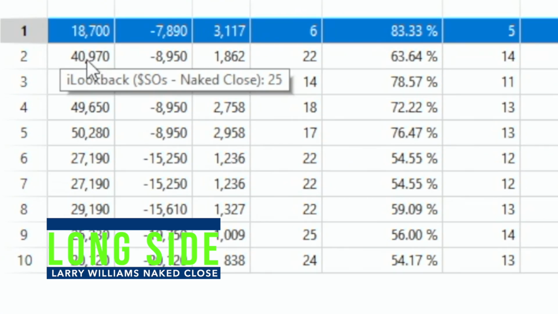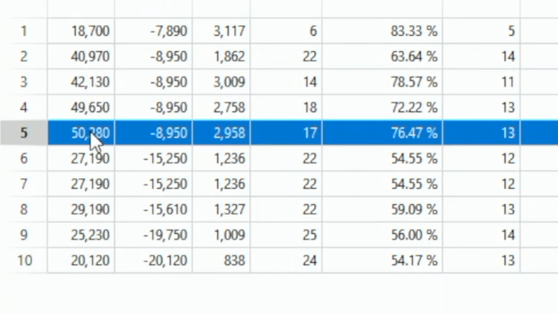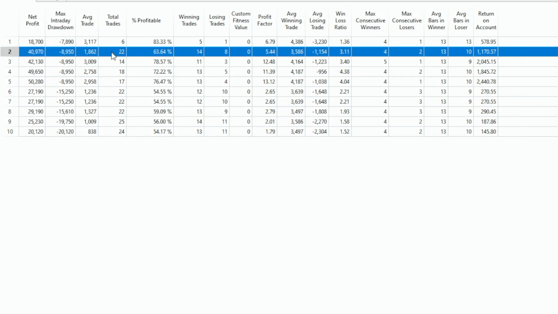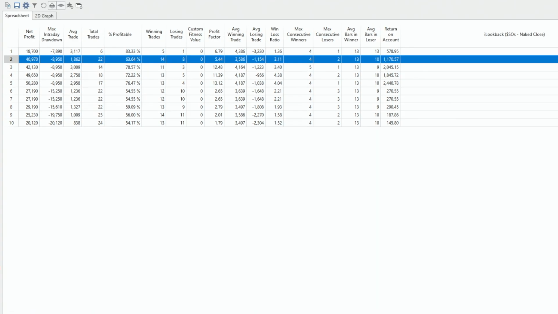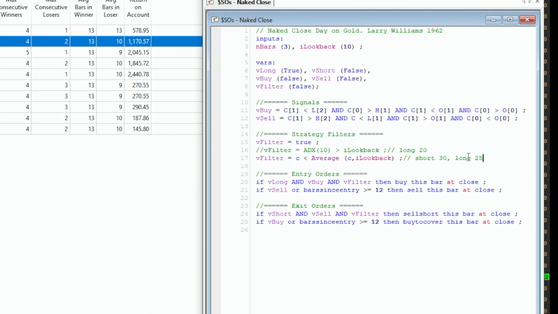So remember, the profit was 30,000, and look at this, 40, 42, 49, and 50. So between 2 and 5, these are really good. Also, it happens with a lot lower drawdown. Of course, we have a lower number of trades. So this is the most number of trades at 22. So the average here is 25. So for the long side here, we have 25.